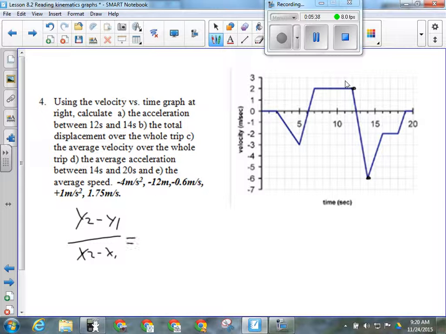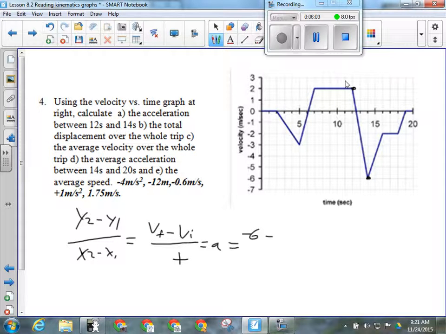If I do that, that's going to be y2 minus y1 over x2 minus x1, which we said yesterday was really doing this: the final velocity minus the initial velocity, and what's the change in x? Time. That's how we calculate acceleration. That's your acceleration formula. I'm going to photocopy your formula sheets this morning and give them out to you as well.